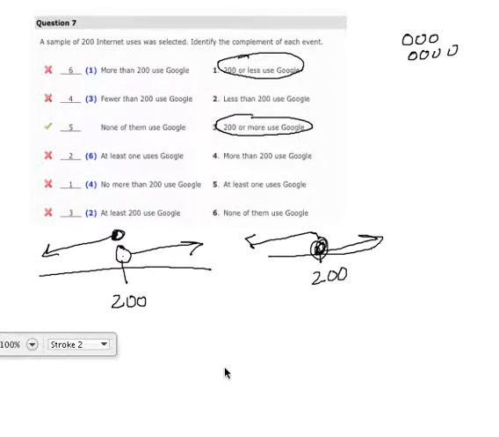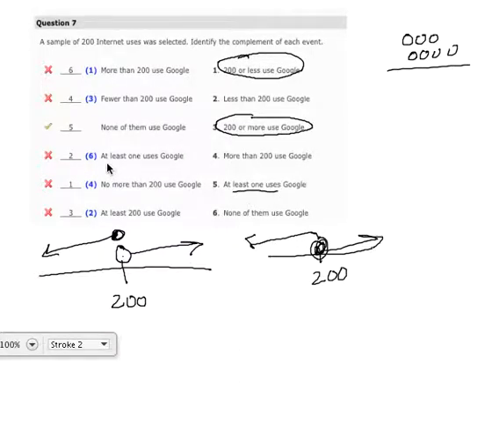Number 5, you did a good job. Here are oranges. None of them were eaten. What's the opposite? At least one was. All right, next.